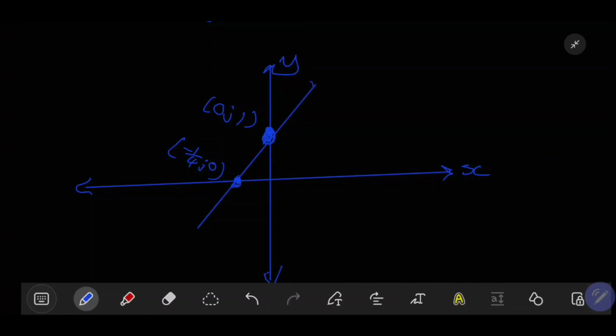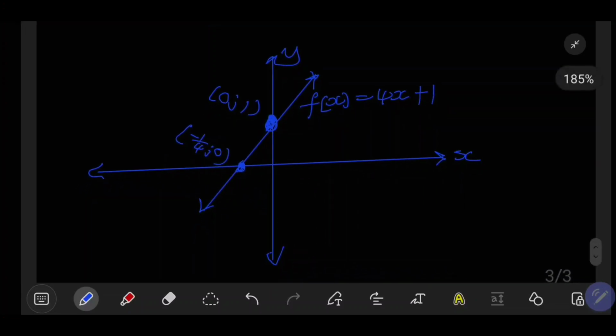Then this is your function, the function f of x equals 4x plus 1. And this way you are done with your sketching. I hope it makes sense. I hope you're enjoying this.